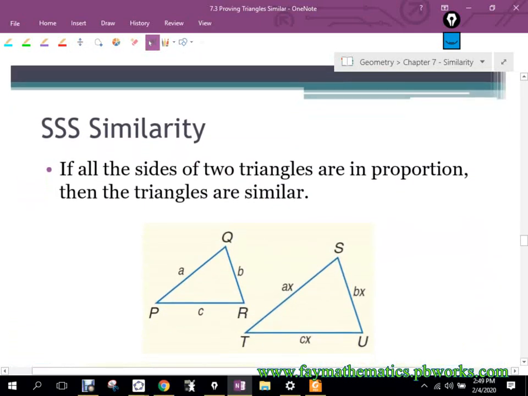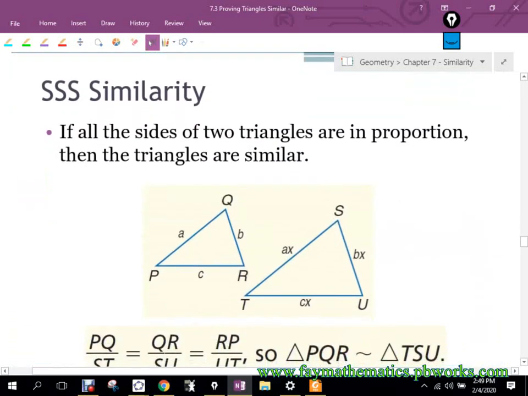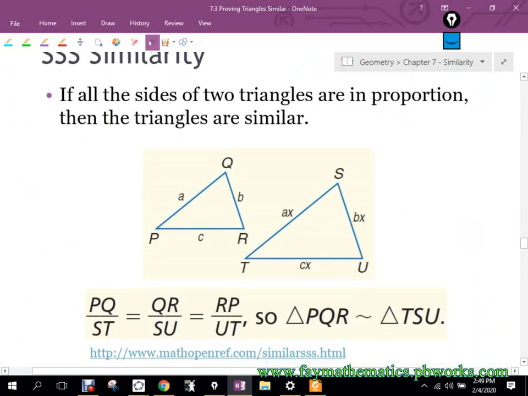The last one we're talking about is side-side-side similarity. All this means is that if you can compare all three sides to their corresponding sides, and they divide to give me the same ratio, meaning they're proportional, then that's enough to say the triangles are similar. You don't have to worry about the angles. Once I say they're similar, what I gain from that is that the angles are indeed congruent. But to get there, all we need to know is that all three sides are proportional to one another.